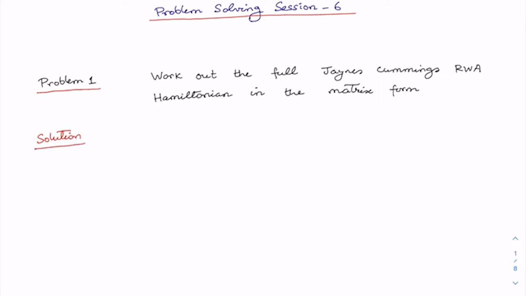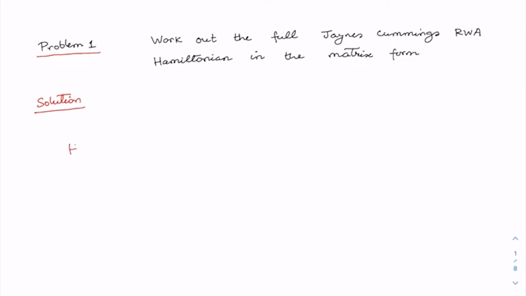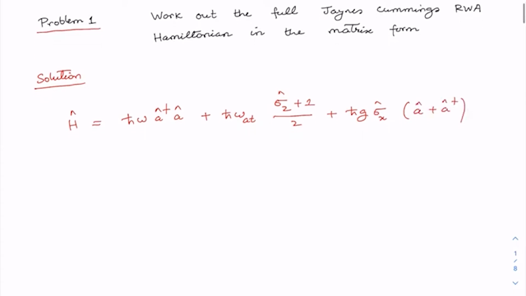In lecture number 15 of the course, which is lecture 5 of module 2, we wrote down the Jaynes-Cummings Hamiltonian as follows. H is equal to ħω a†a plus ħω_atom (σz plus 1)/2 plus ħg σx (a plus a†).